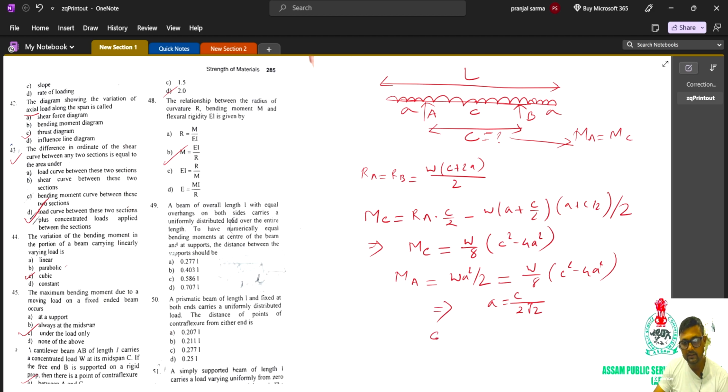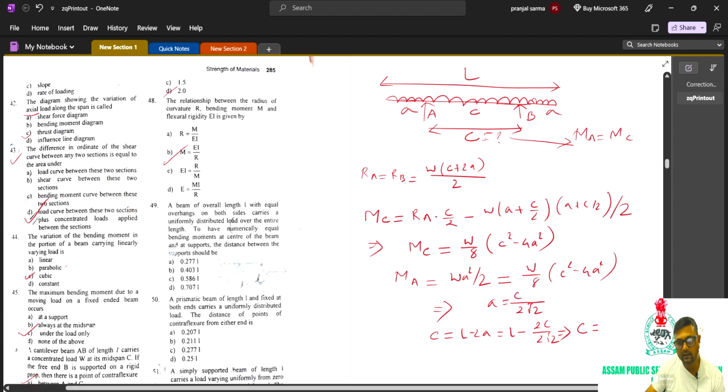Now, what is C? C is L minus 2A, which is L minus 2C by 2 root 2. Solving this, you get C equal to 0.586 L. So this is the answer.